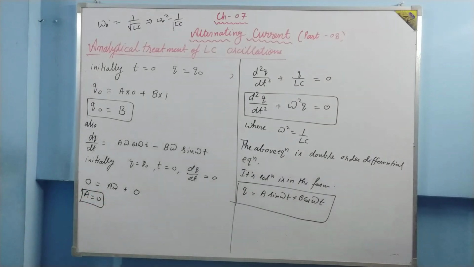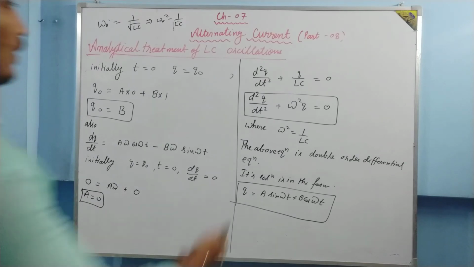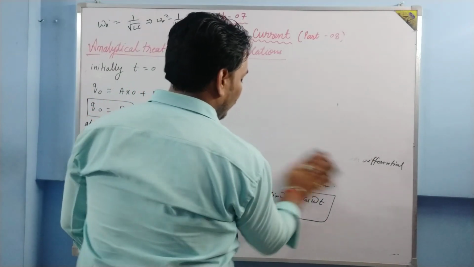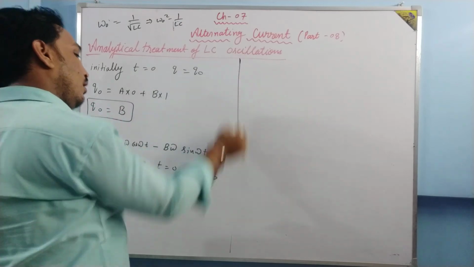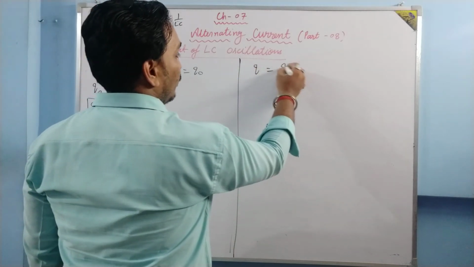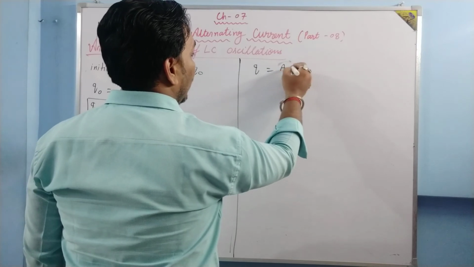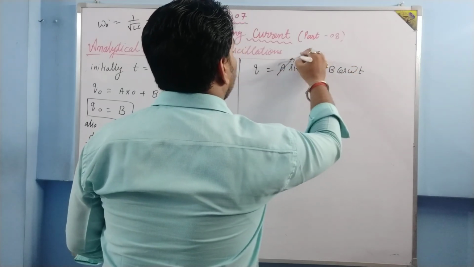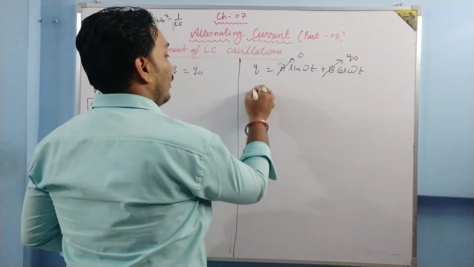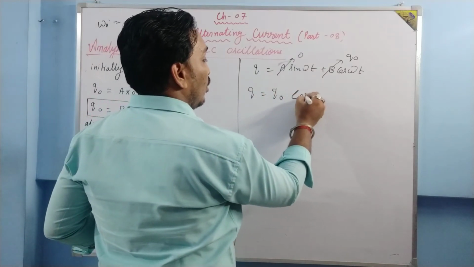As I was telling you also, I have written both. If a comes out to be 0, then the answer will be in terms of cos. If b comes out to be 0, then the answer will be in terms of sine. So here a is 0, and the value of b we are having. So from here what we can write? We can write that Q is equal to A sin omega t plus B cos omega t. So value of A is 0, value of B is Q naught. So we are having Q is equal to Q naught cos omega t.